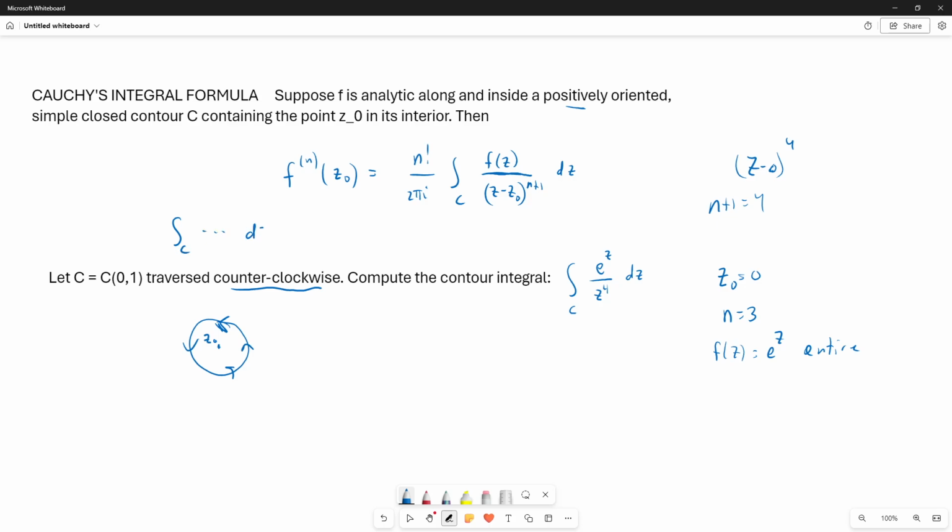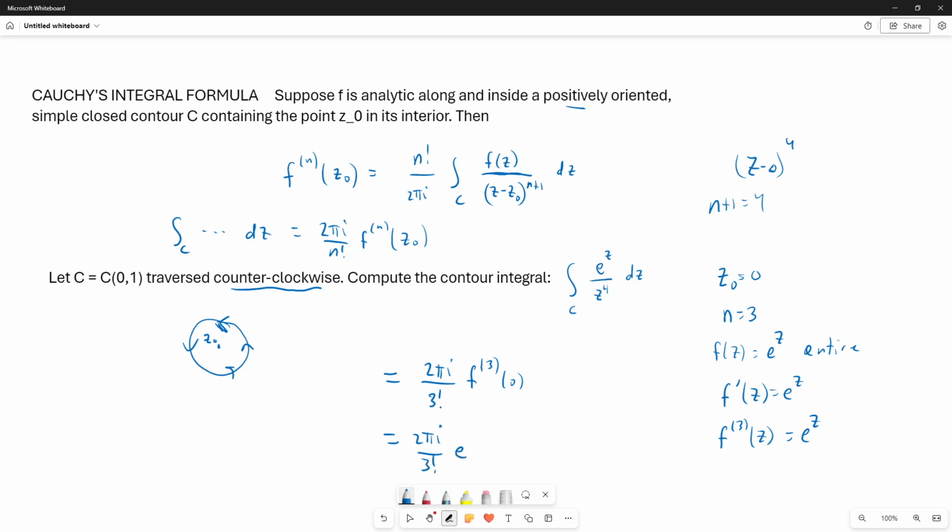I'm not going to write the whole thing here, is equal to 2 pi i divided by n factorial times the nth derivative at the center. So our integral is equal to 2 pi i divided by 3 factorial times the third derivative of our function evaluated at 0. But if f of z is e to the z, then f prime of z is also e to the z, and all of the derivatives are e to the z, so the third derivative in particular is still e to the z. So the answer is 2 pi i over 3 factorial times e to the 0.